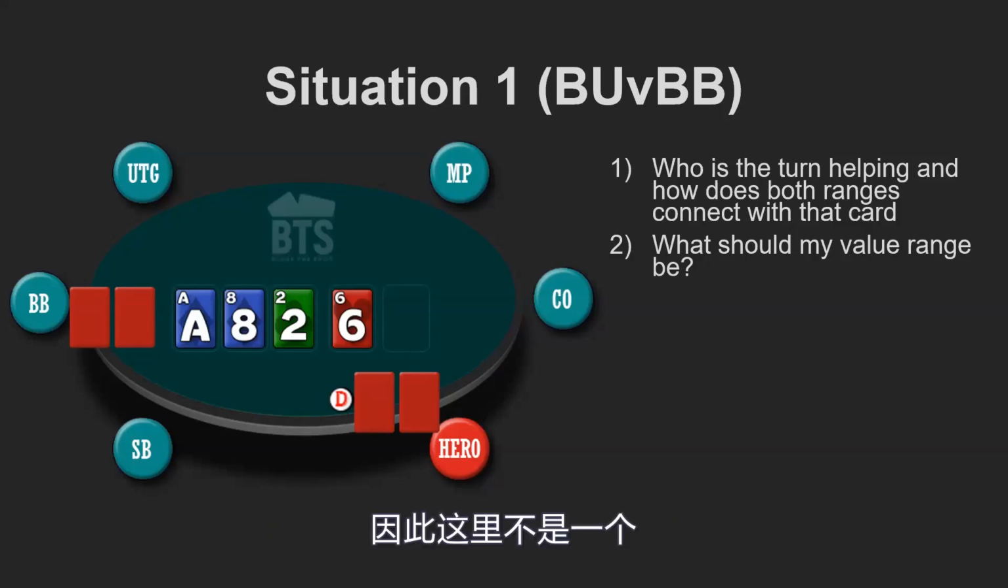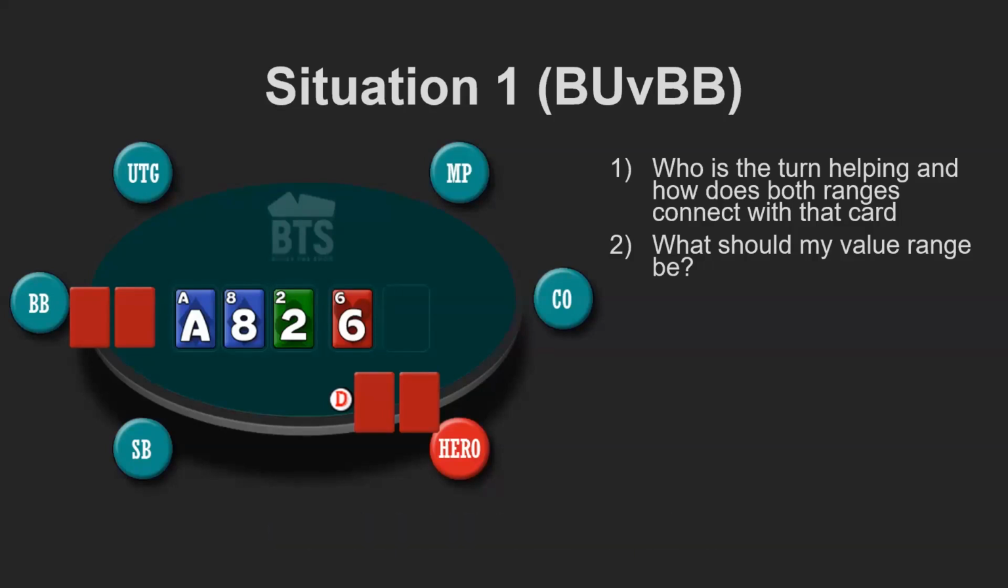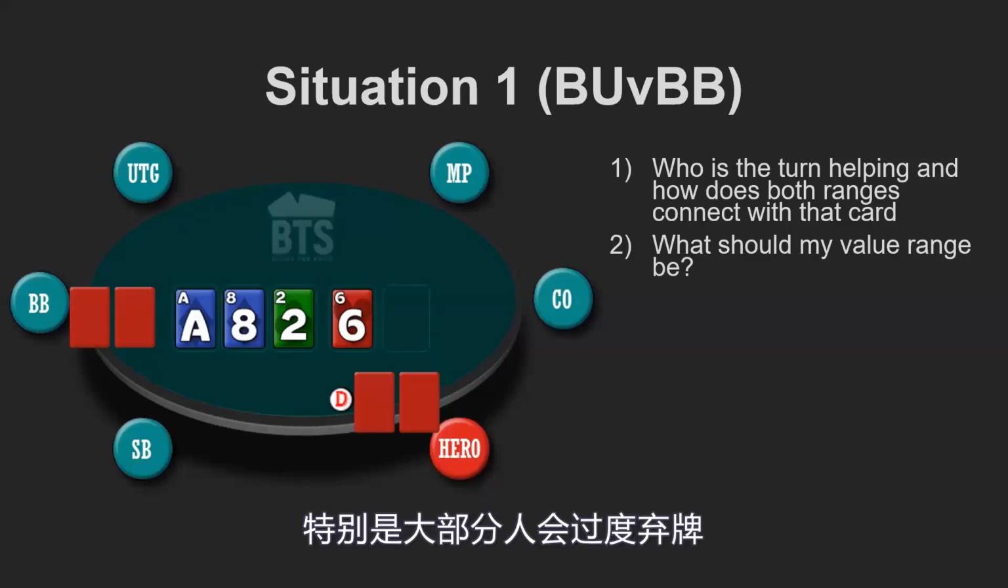So it's not a spot, especially when the board is high, where we can just go and bet super wide. Whenever we c-bet range on ace-8 deuce rainbow, we get to the turn with a wide range, big blind has folded some stuff, and most of the population actually overfolds.